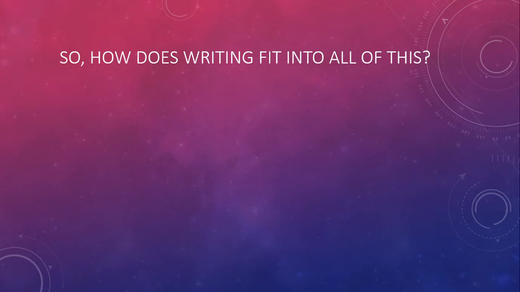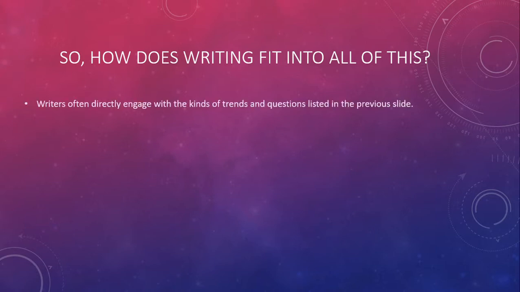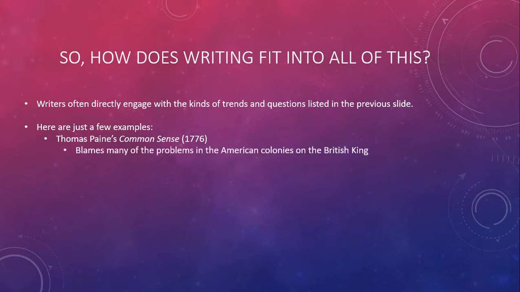So how does writing fit into all of this? I'm actually just going to give you some very quick info here. Writing during this period often directly took up some of the questions and concerns from the previous section. So for example, and I'm just going to give you a couple of them, there are a lot of them, but one of them is in 1776, Thomas Paine publishes Common Sense. Now in this book, Paine blames many of the troubles in the American colonies on the King of England.